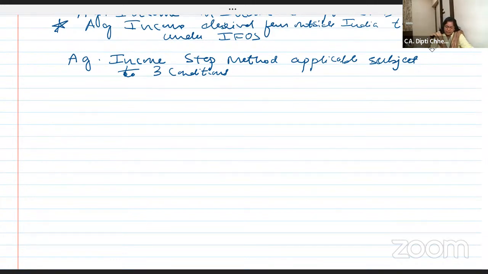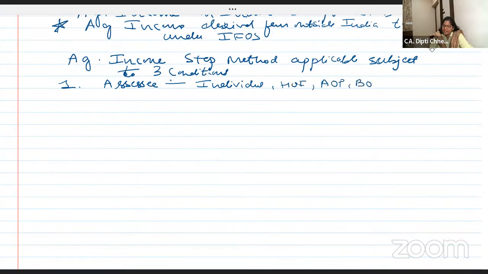फर्स्ट कंडीशन, assessee कौन होना चाहिए? Individual, HUF, AOP, BOI. That means this chapter provisions are not applicable to partnership firm, companies and all. Individual, HUF, AOP, BOI. उनको ही applicable.